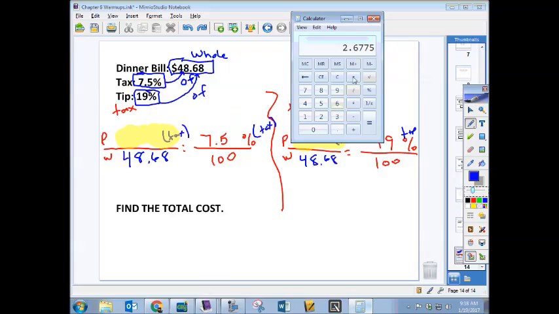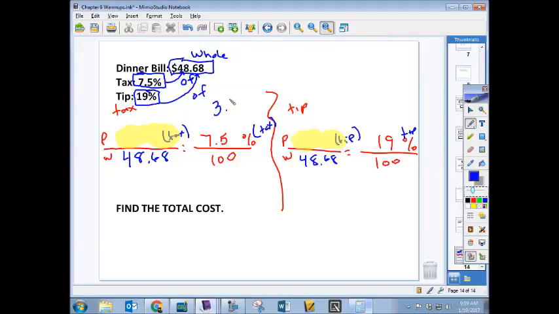Okay, so here we go. We know it's going to be 48.68 times 7.5 divided by 100, and that's going to give me 3651. Now, I'll write it up here. 3651. How many places does money go to? 2 places. So I draw my line right there. This is either going to be $3.65 or $3.66, right? It always rounds right there.